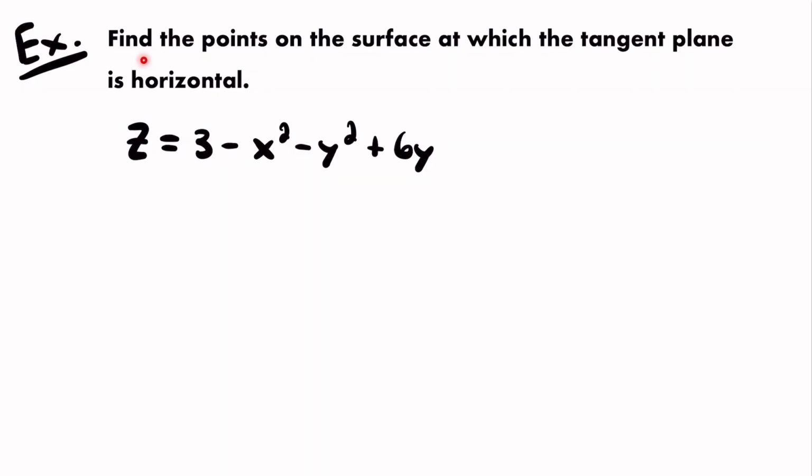For our next example, we want to find the points on the surface at which the tangent plane is horizontal.